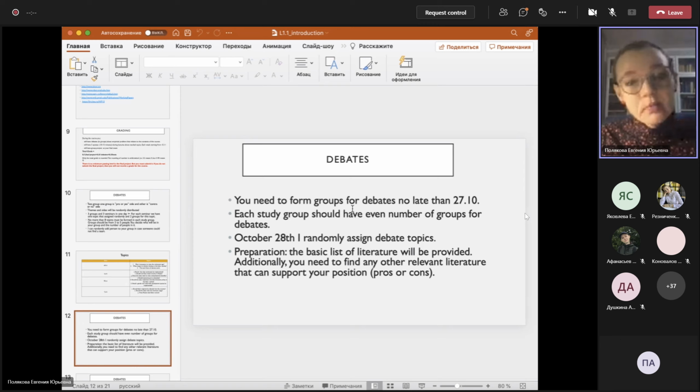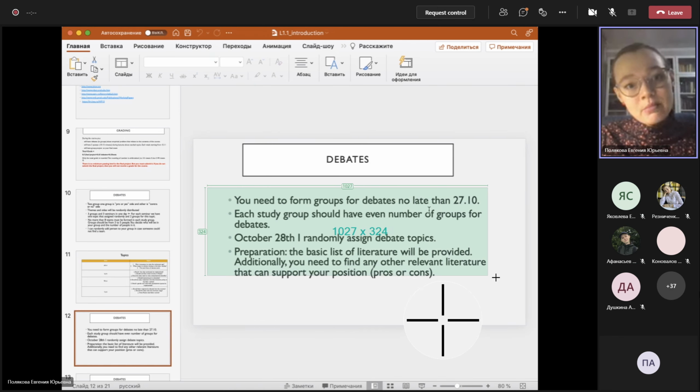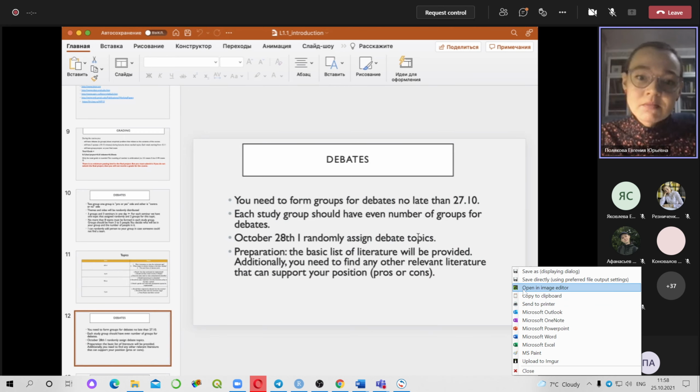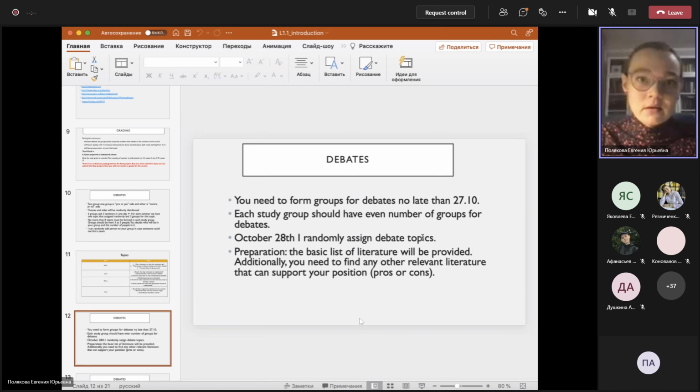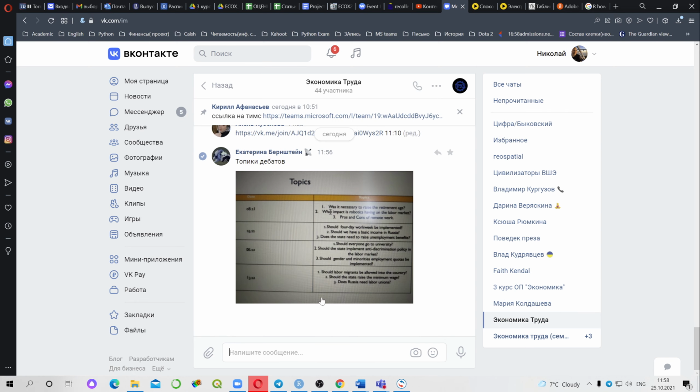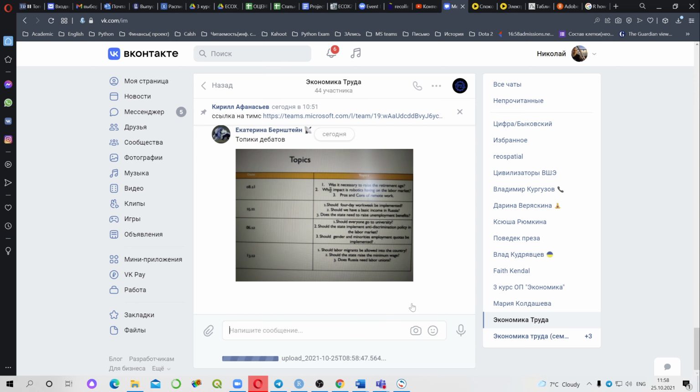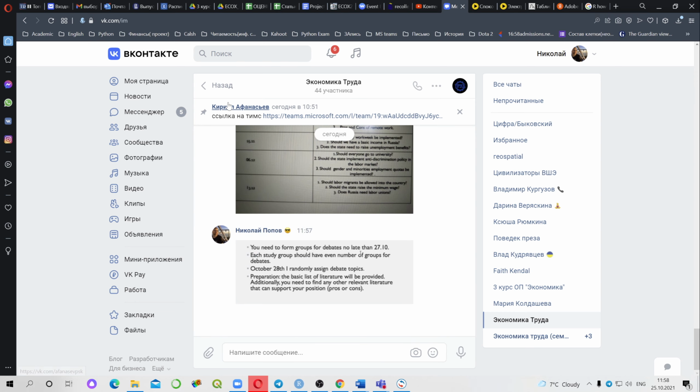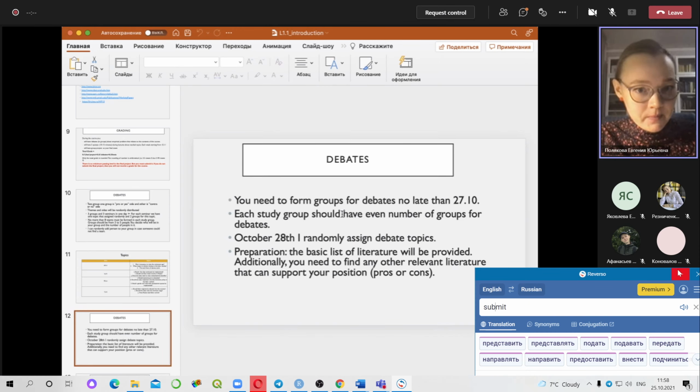So, about the dates. You need to form your groups no later than the 27th of October. Again, each study group should have an even number of groups for the debates. On October 28th, I randomly assign debate topics. So the day after you form the groups, I randomly assign the debate topics in order for you to know on what date you are going to debate. If you have, for instance, the first slot, the 8th of November, you have at least 1 week to prepare.